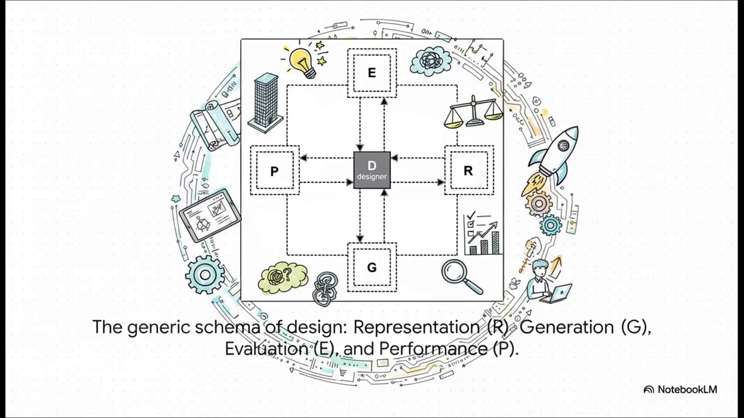Okay, so this diagram here, this is kind of like our map for understanding any design process ever. At its heart, you've always got these four parts. You have representation, which is the drawing, generation, the ideas, evaluation, judging if those ideas are any good, and performance, how it all actually works in the real world. The whole story of the digital revolution is about how the connections between these four things got completely rewired.